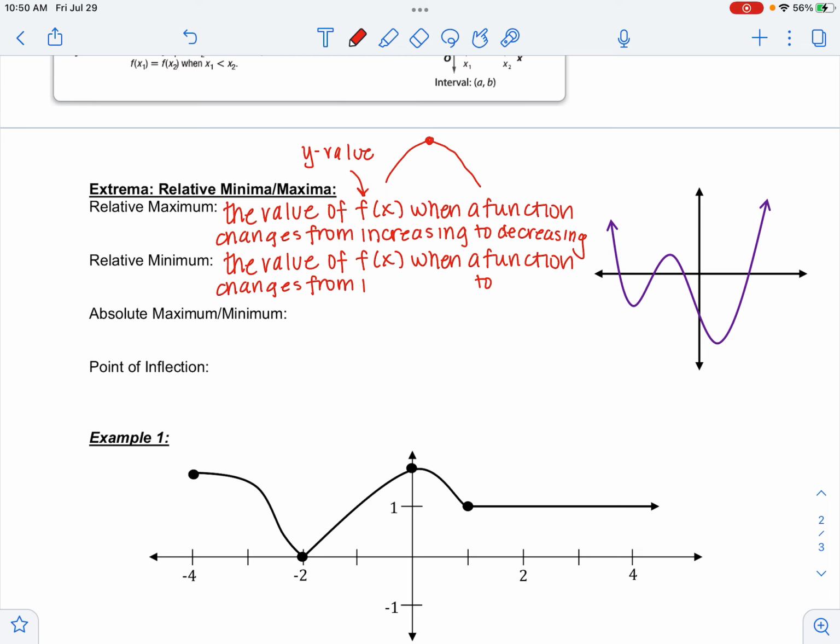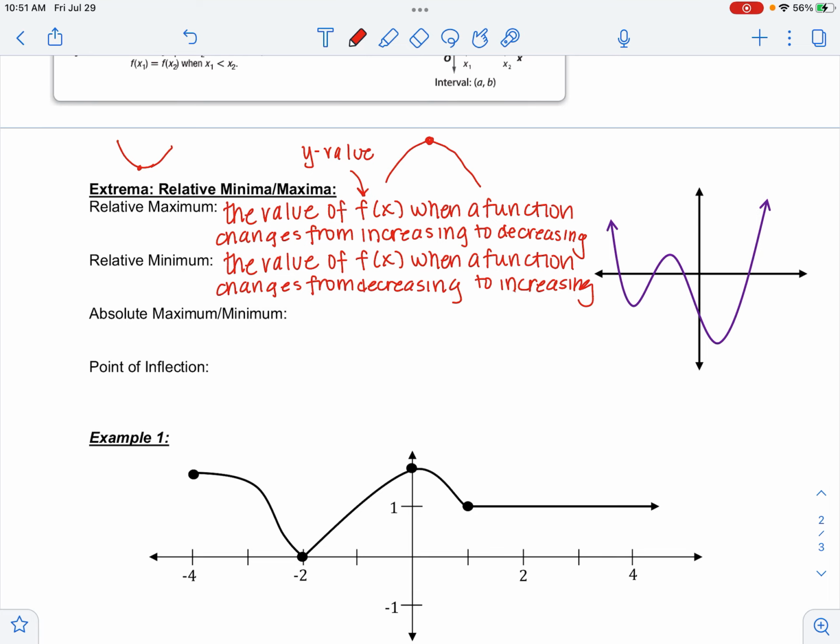Decreasing to increasing. And then that y value, whatever that is, is your relative minimum. So this is from decreasing to increasing. And once again, it's the y value.